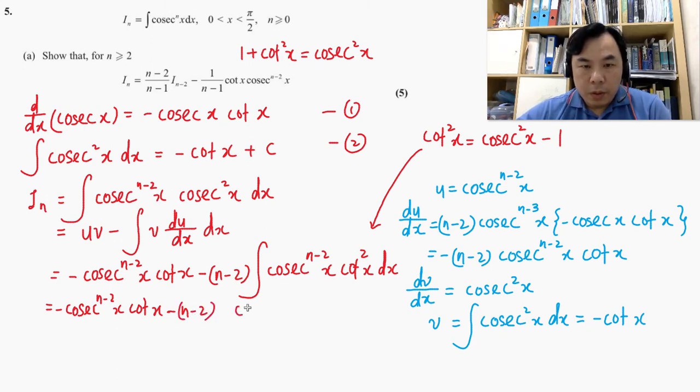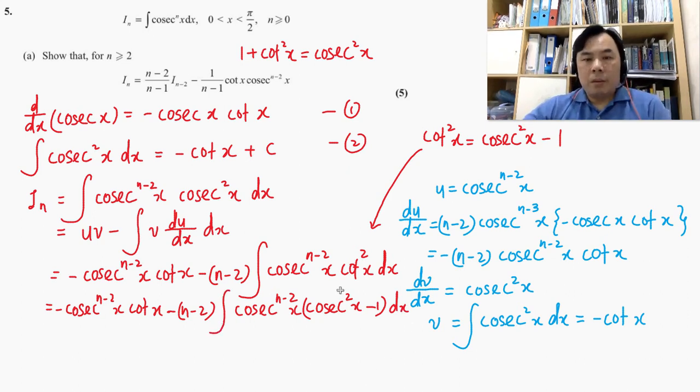Okay, so from here I have cosecant^(n-2), and then cotangent squared can be written as, oops, I forgot my x, can be written as cosecant squared x minus 1 dx. Okay, now that's what I have currently, and then of course I can further simplify this.